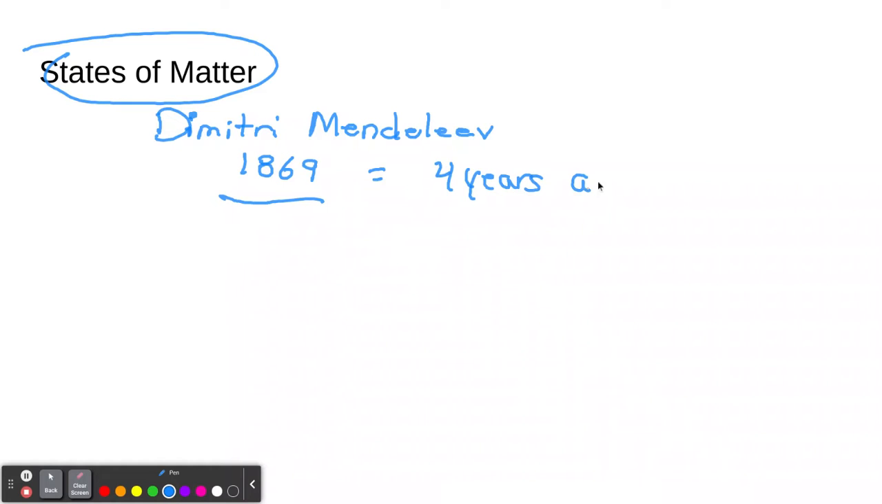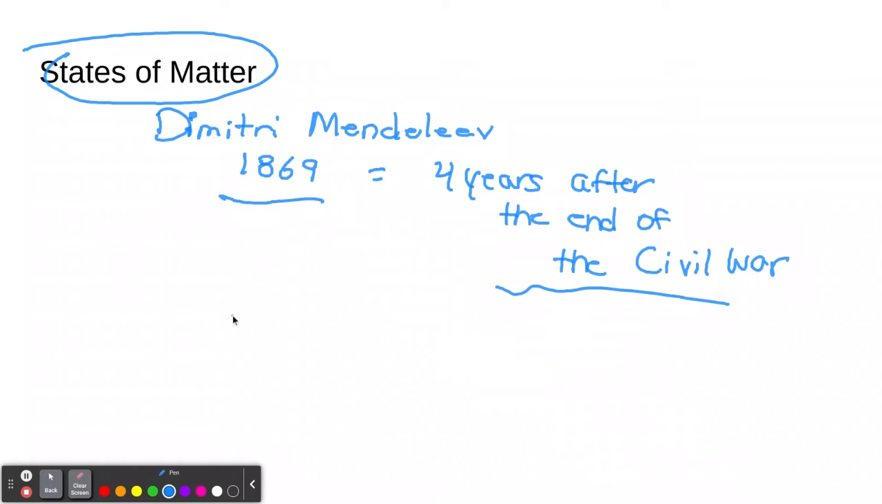I said Dmitry. I'll write his name now. Dmitry Mendeleev. That's two E's there. Dmitry Mendeleev, about 1869, organized this periodic table based on states of matter at first. So 1869, 4 years after what? What do you think? After the end of something major in American history, you guessed it, the Civil War. About 4 years after the end of the Civil War.